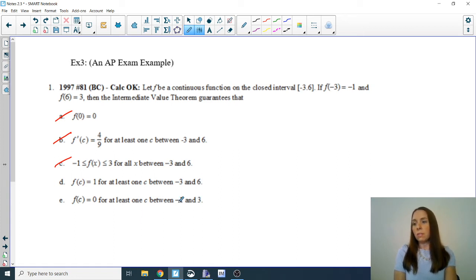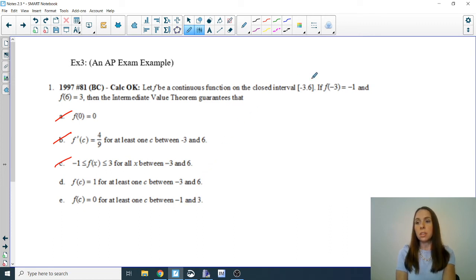And actually, if you only focus on this part, f of c equals 1, f of c equals 0, both of those could work because 1 is in between -1 and 3, which are my y-coordinates, and 0 is in between -1 and 3. So again, either one of those could work. So what you need to focus on here is the other part where it says for at least one c between -3 and 6, or for at least one c between -1 and 3. Well, what I want you to keep in mind is that c is the x-coordinate. So c needs to fall between the x-coordinates of the endpoints, not the y-coordinates.